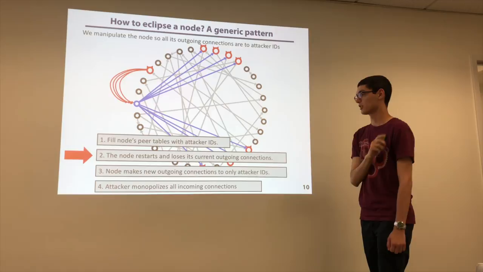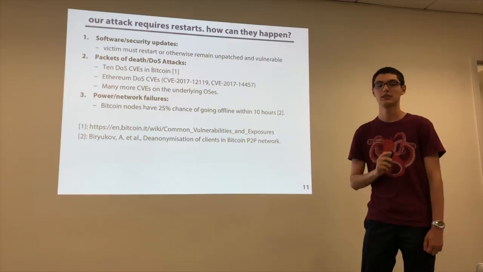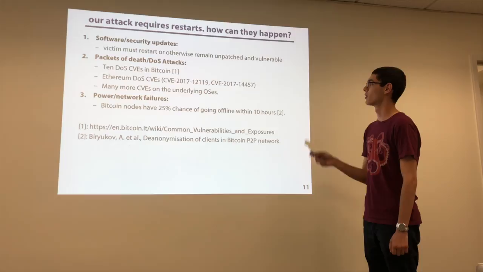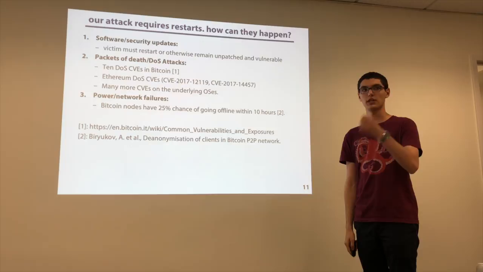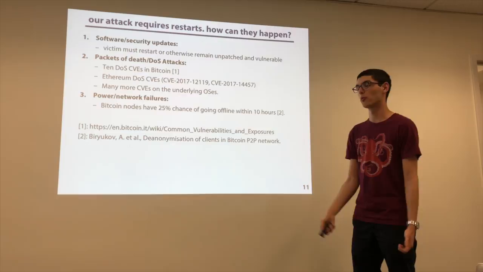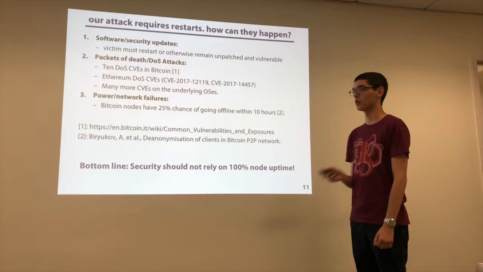And quickly, let's look at how you can make a node restart. A couple of ways. Software and security updates: the victim has to restart, or there are going to be some unpatched and vulnerable things in its computer. There are some documented cases of packet of death or denial of service attacks. These are just special packets you send to a Bitcoin or Ethereum node, and the node will just crash. Or you can just wait for normal power or network failure. The main point is that security should not rely on 100% node uptime. So we understand how we're going to restart the node.